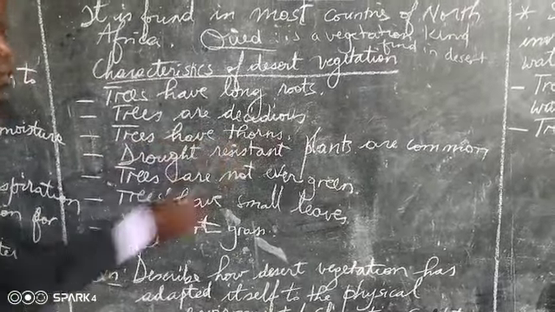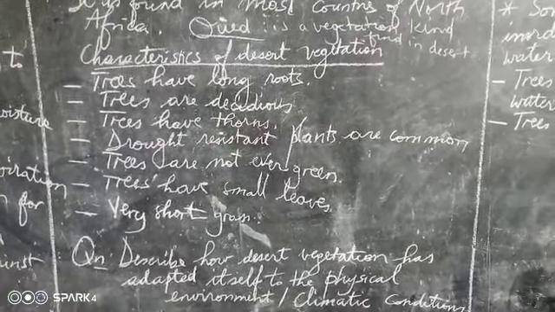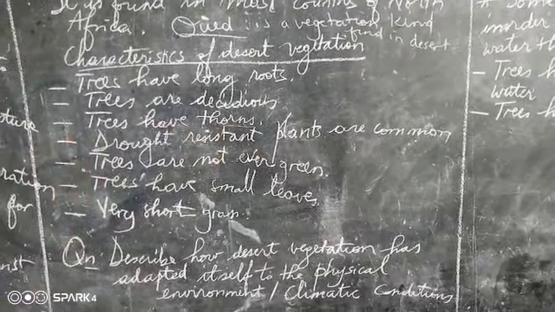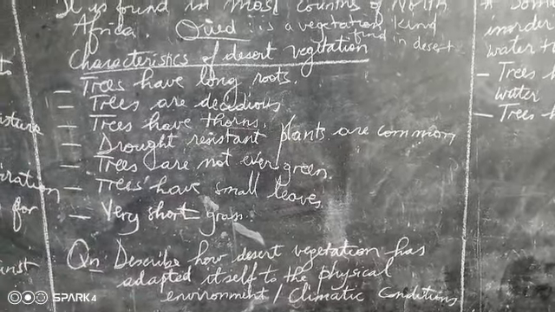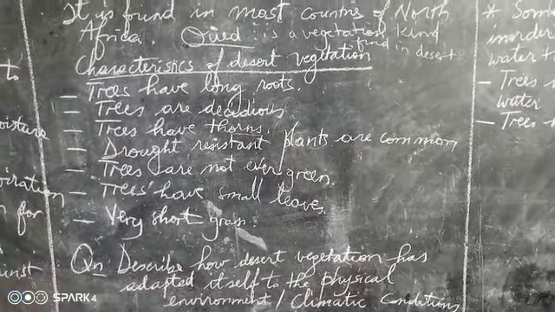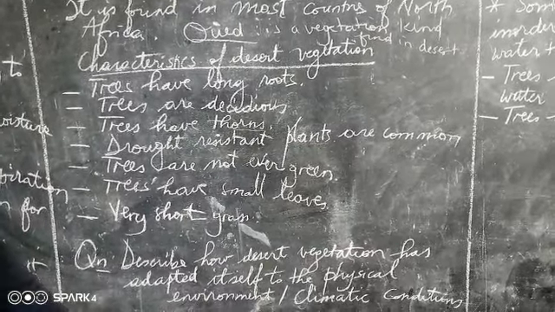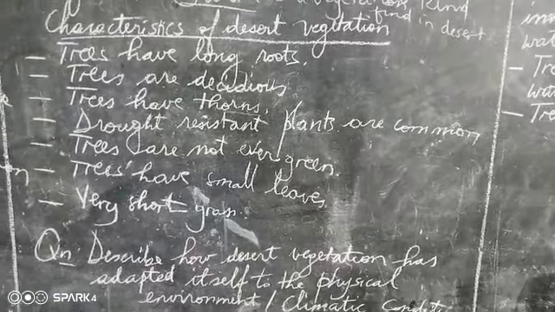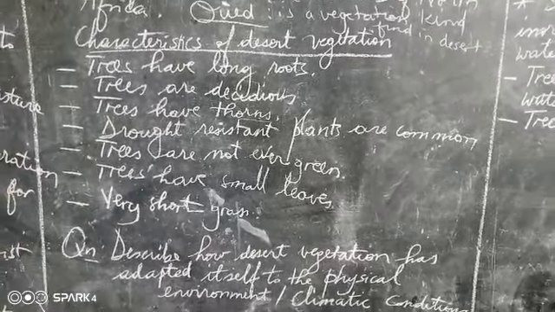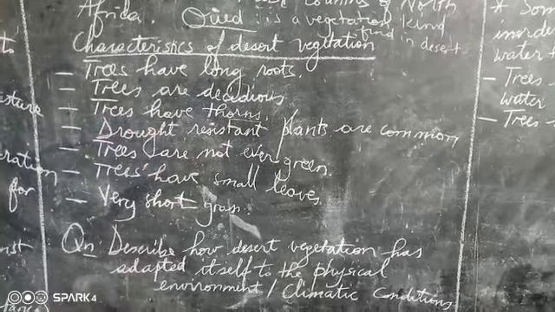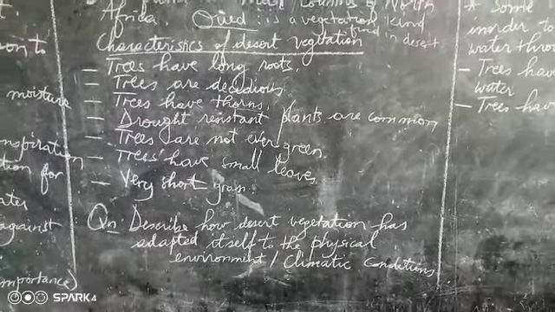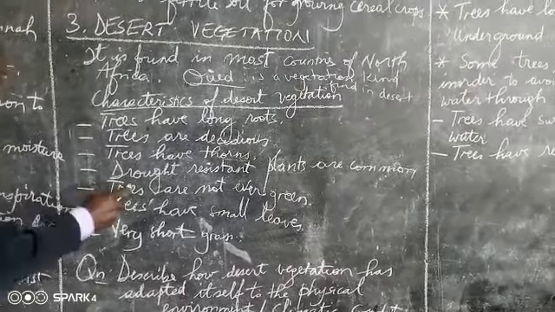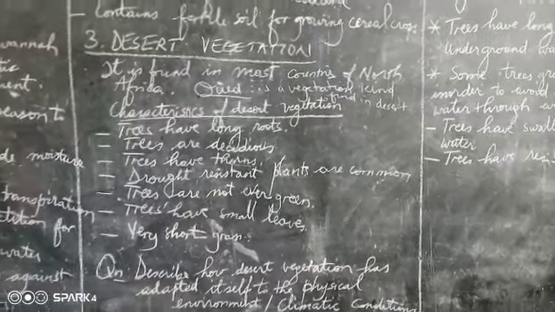Trees have thorns. In Kinyarwanda, I call thorns amahwa. Trees from desert have thorns, and we are going to look at how vegetation in desert can adapt itself to the climatic condition and the physical environment. We shall look at how those things are very important to those vegetation. Drought-resistant plants are common, plants which can resist a long period of sunshine.